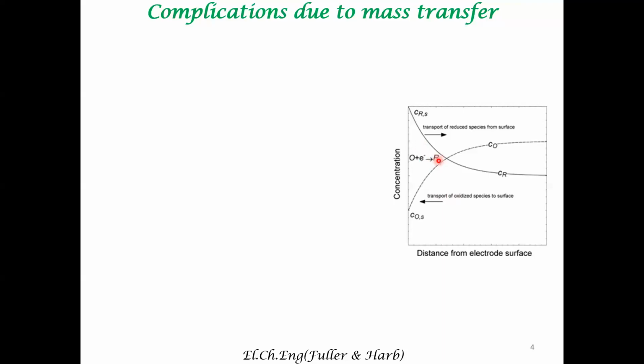Likewise, because R is generated at the electrode surface, at the electrode-electrolyte interface, the concentration of R is highest at the electrode-electrolyte interface. And because of this concentration gradient, there is transport of R from the electrode-electrolyte interface to the bulk of the system. So even though we know the concentration of O and R at the beginning of the voltage scan, we really do not know the concentration of O and R just near the electrode surface once you've started the scan. So what are the unknowns?